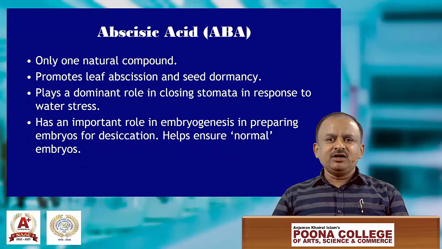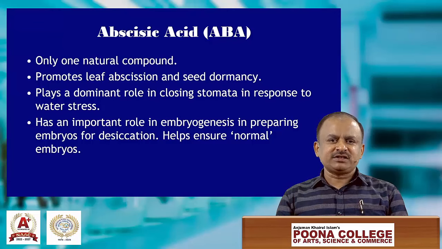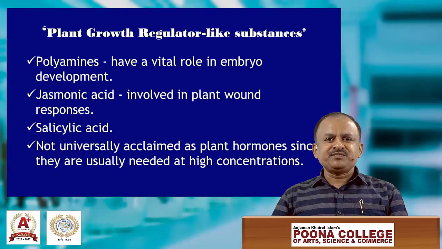In addition to that, we require abscisic acid also. So what is the role of abscisic acid? It is the only natural compound which promotes leaf abscission and seed dormancy. Abscisic acid plays a dominant role in closing stomata in response to water stress, and has an important role in embryogenesis, in preparing embryos for desiccation. It helps to ensure normal embryos.